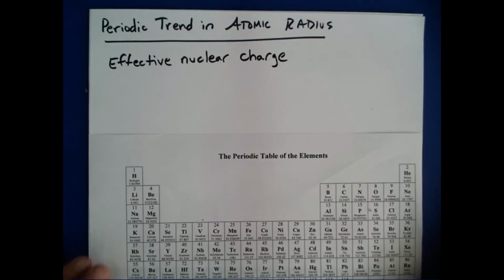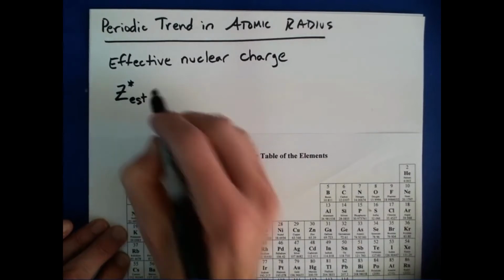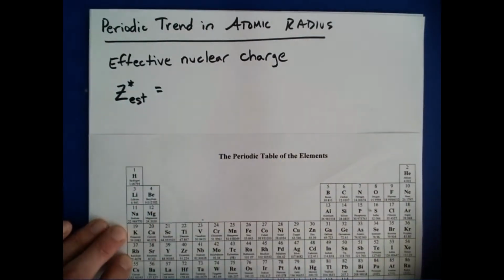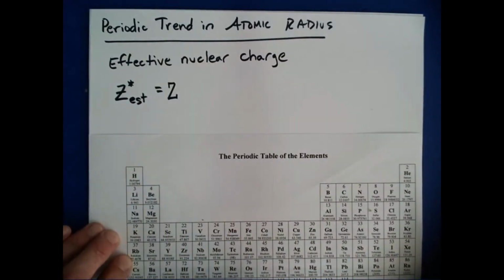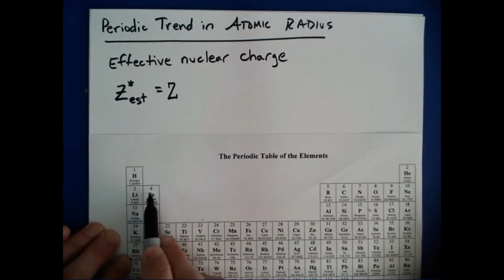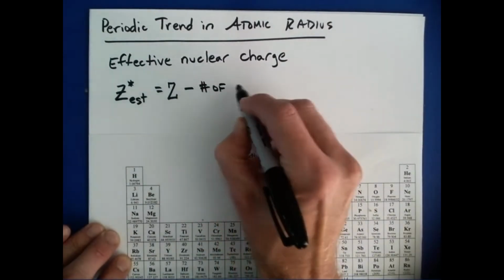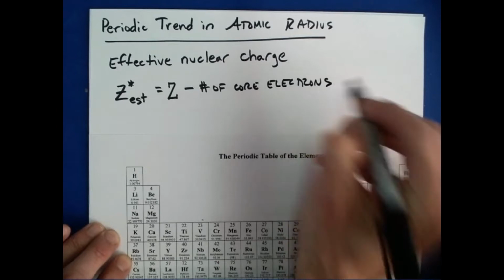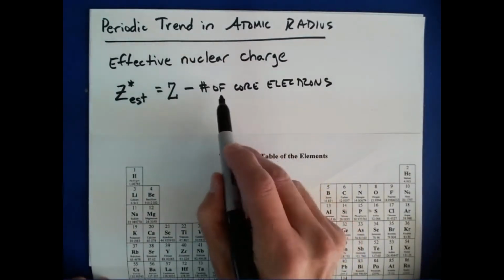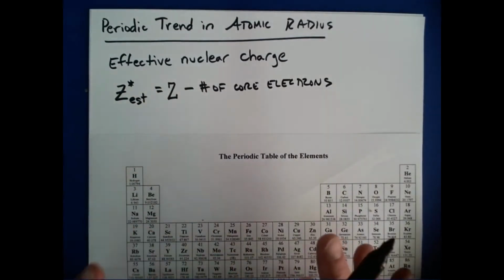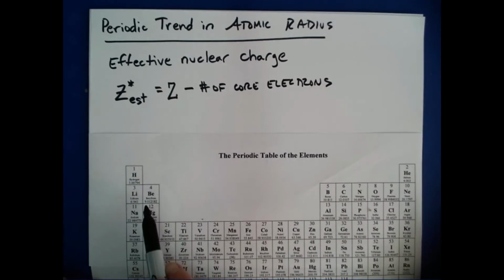You might remember that we came up with an equation whereby we could estimate the effective nuclear charge on a particular atom. That is, we just take the full nuclear charge that you get from the atomic number, like 4 for beryllium, and from that you subtract the number of core electrons. Effective nuclear charge refers to the ability of core electrons to shield the valence electrons from the nucleus itself.